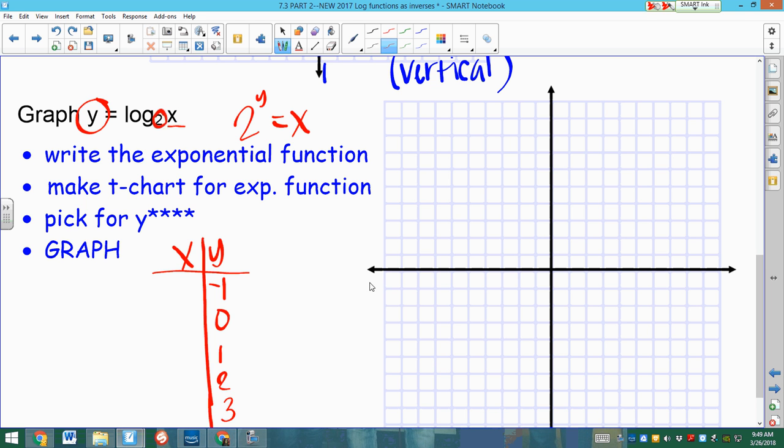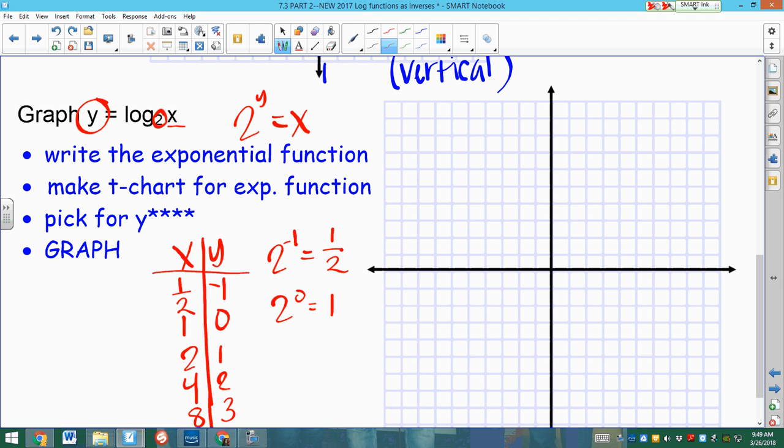and those are exponents. 2 to the -1, that means move it to the bottom. That's going to be 1/2. 2 to the 0 power, anything to the 0 power is 1. 2 to the first is 2, 2 squared is 4, 2 to the third is going to be 8. Then when you graph those, make sure that you are realizing that we are now doing x comma y.